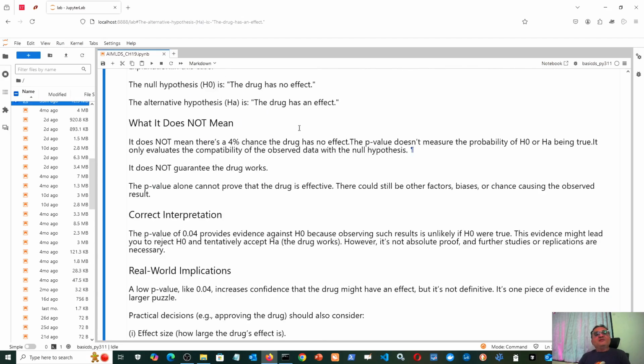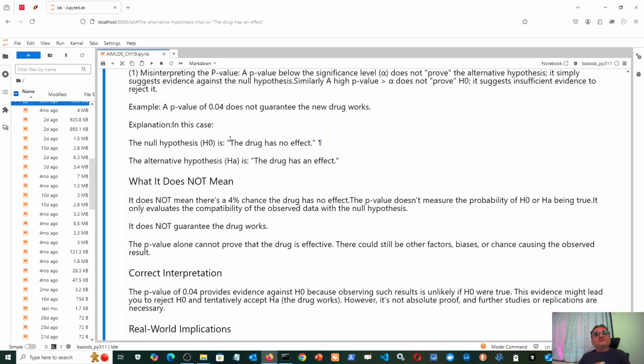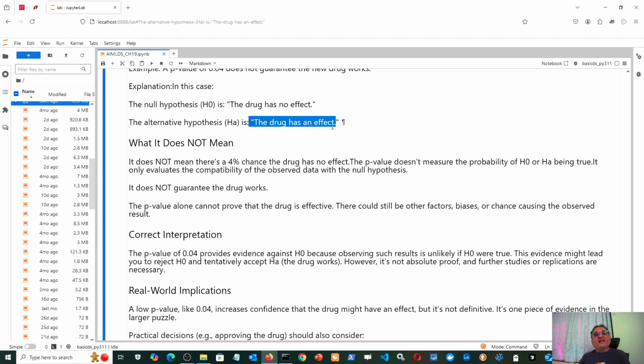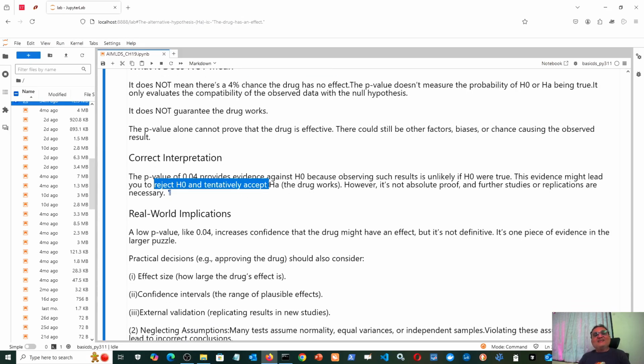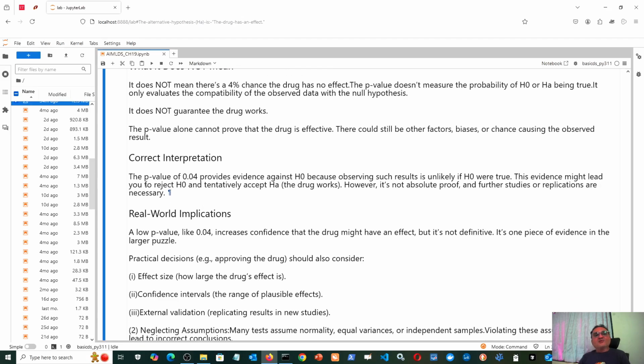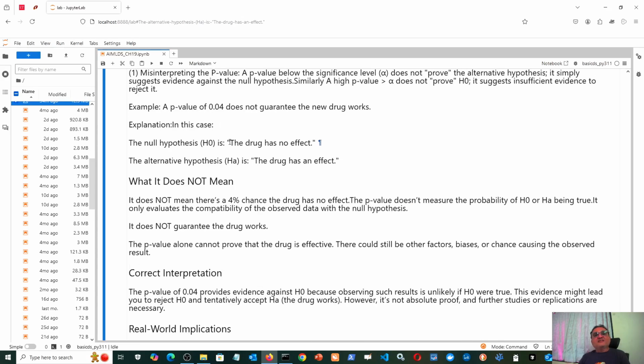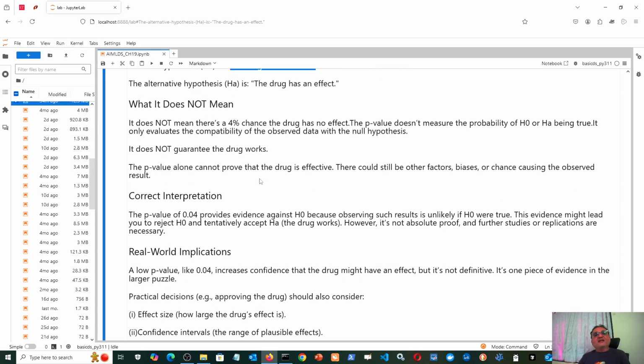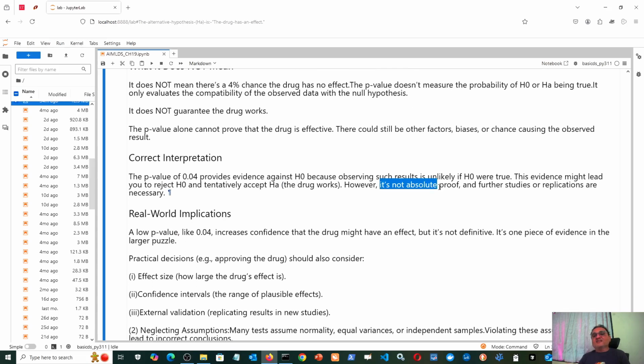So p value less than 0.05 means you rejected the null hypothesis. That is fine, but that does not give the guarantee that the drug will have effect. Of course, it says that we can tentatively accept alternative hypothesis. But as I said, there is nothing like tentatively accept in strict terminology. In strict terminology, you can say that yes, we succeed to reject null hypothesis, but that's all you can say. So we succeed to reject null hypothesis means that the sentence 'drug has no effect' seems to be wrong. That tentatively says that the drug works. Okay. However, that is not absolute proof, and some further studies or replications are necessary.